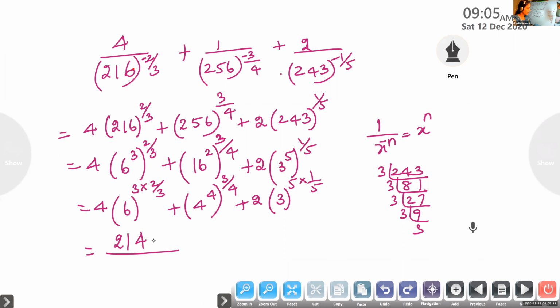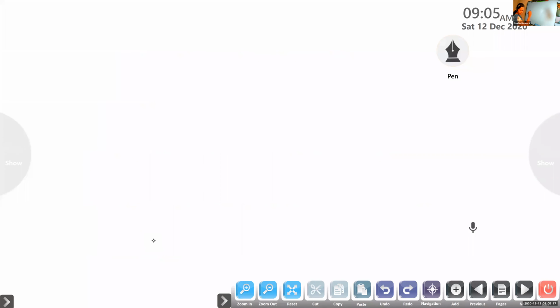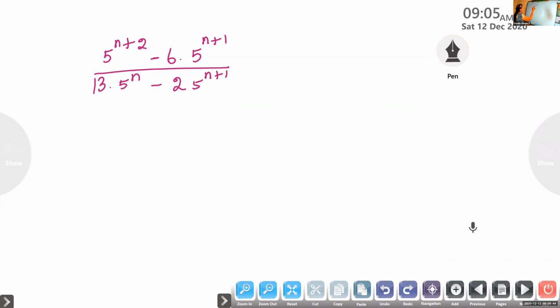Next one. Simplify. 5 raised to n plus 2 minus 6 into 5 raised to n plus 1, by 13 into 5 raised to n minus 2 into 5 raised to n plus 1. Whenever we keep a dot, it means into. Simplify.